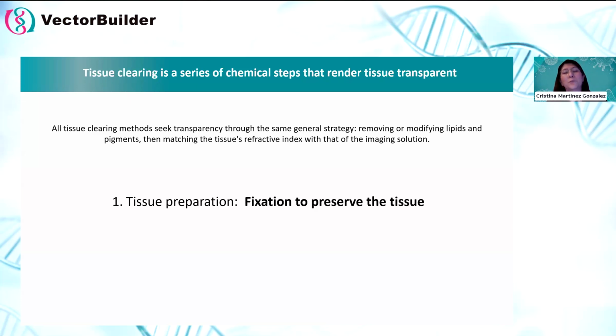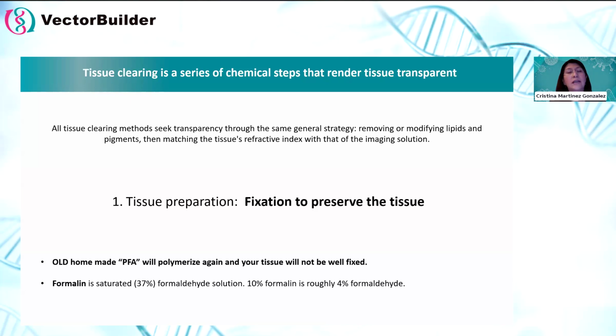Please fix your tissue properly. People sometimes think it's the clearing method or antibody labeling. If you do not fix your tissue properly, nothing will work. So as a good anatomist, go back to the beginning. Never use old fixative. Always use freshly made paraformaldehyde. If you can do it at home, it is the best. If not, if you have no choice, use formalin. But formalin is just a saturated solution of formaldehyde.